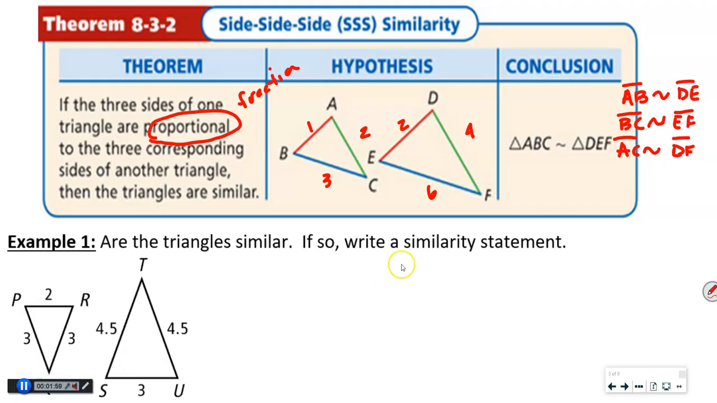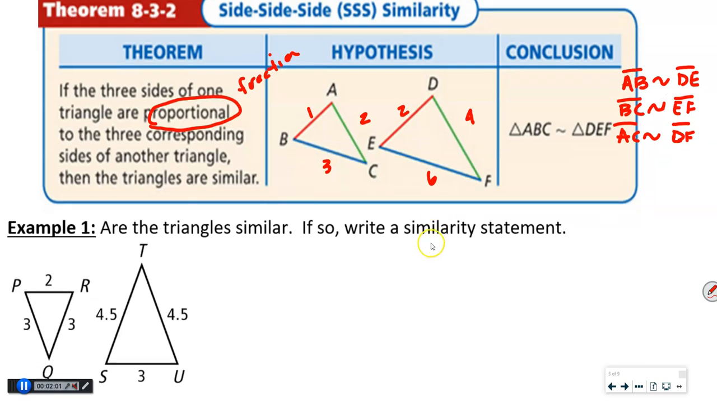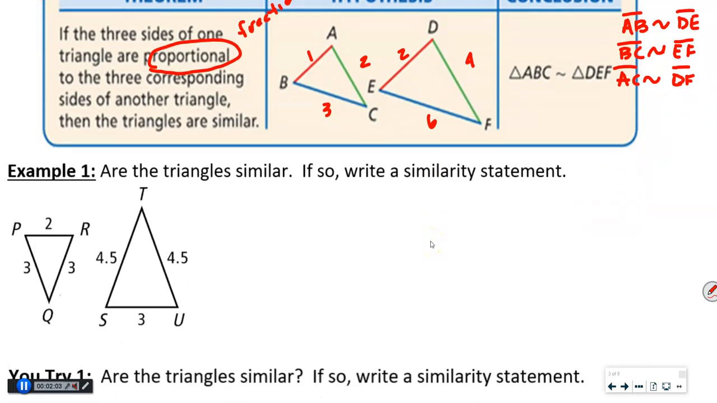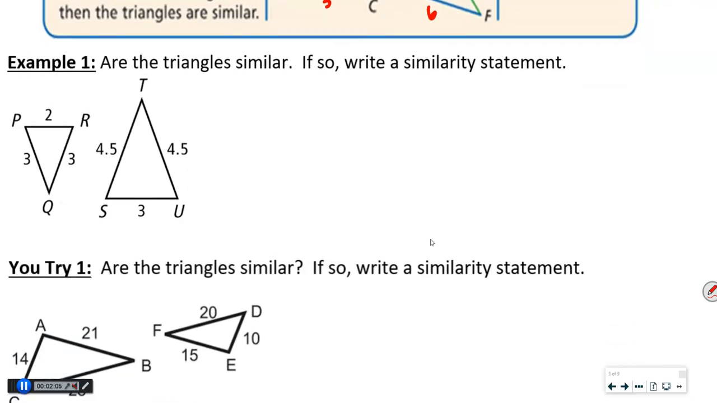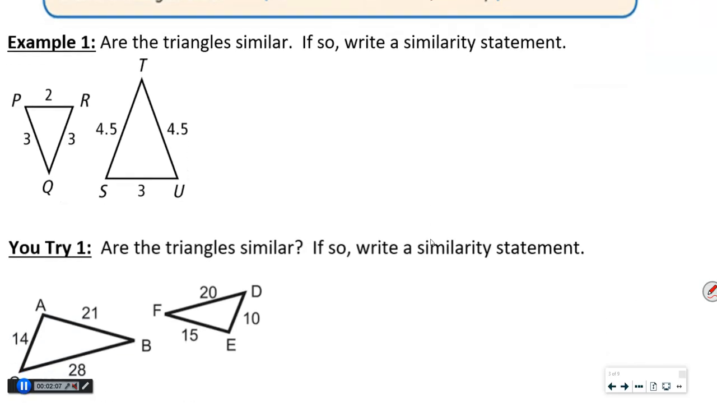So we're going to use this property. It says, are the triangles similar? If so, write a similarity statement. For example 1, we're going to compare some sides here. I'm going to compare PR, this small side, with this small side over SU. When I do that, I get 2 over 3. So the question is, when I compare the other sides, do I get the same ratio?